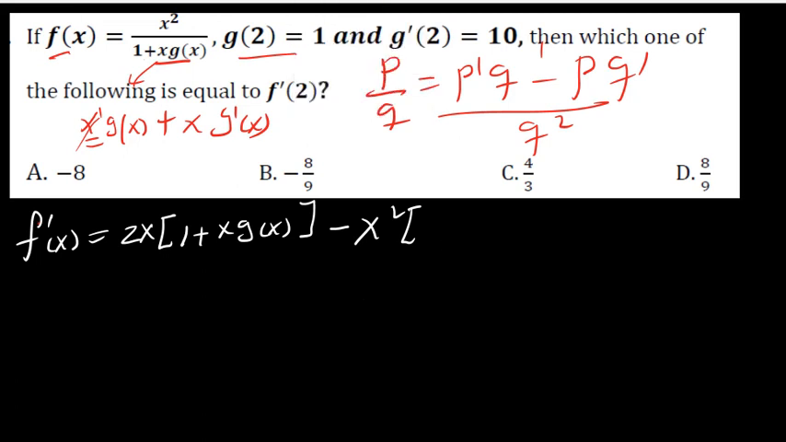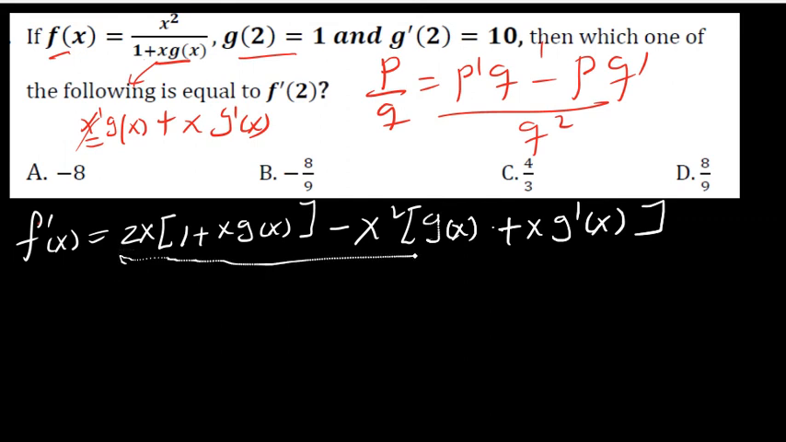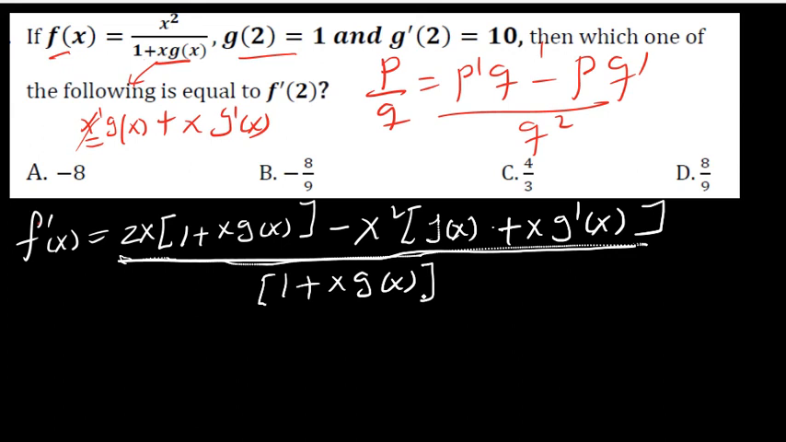When you are doing such kind of derivative, you need to take care, otherwise it will be a total mistake. So g of x plus x times g derivative of x. Okay, the whole over, the whole everything over, squared. What squared? 1 plus x g of x squared, because the square we said already here.